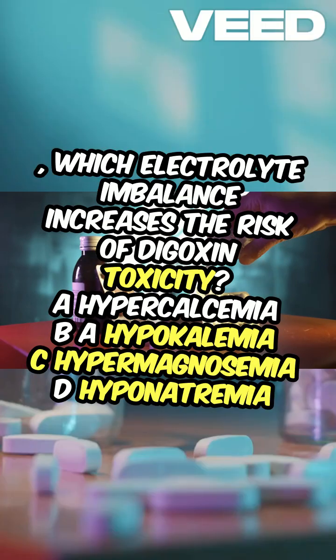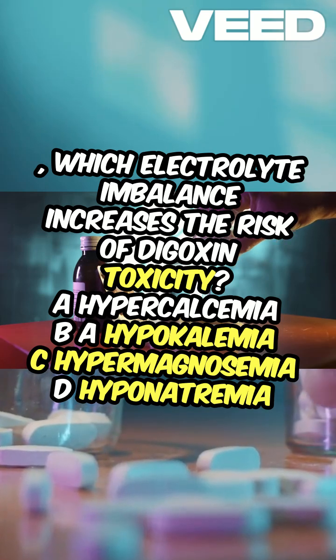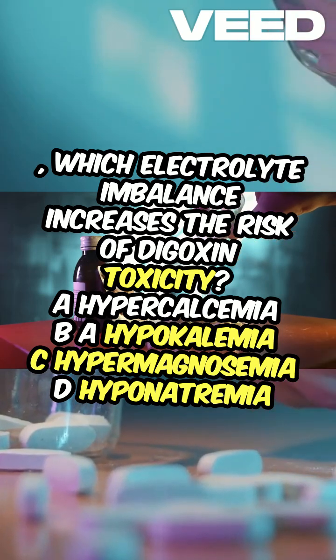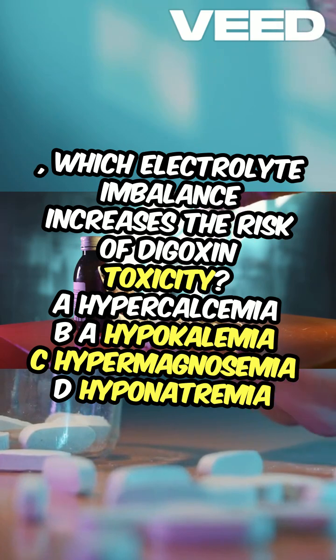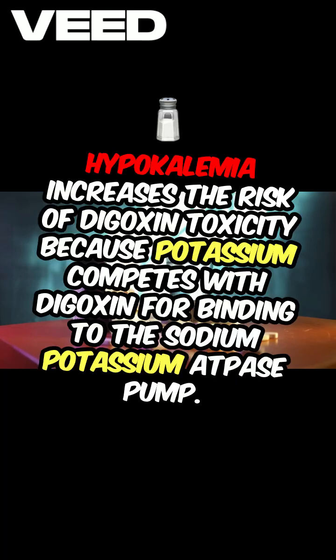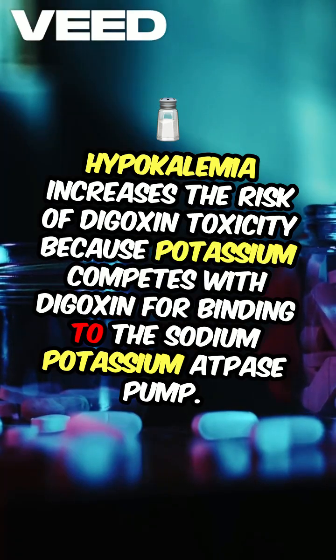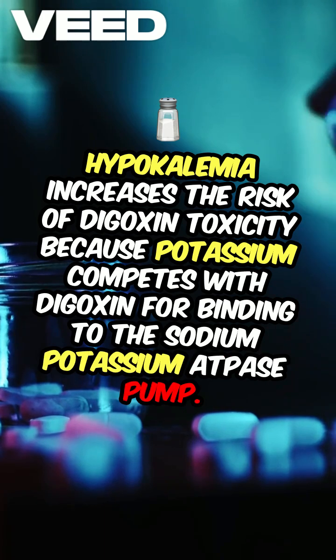Which electrolyte imbalance increases the risk of digoxin toxicity? A. Hypercalcemia. B. Hypokalemia. C. Hypermagnesemia. D. Hyponatremia. The answer is B. Hypokalemia. Hypokalemia increases the risk of digoxin toxicity because potassium competes with digoxin for binding to the sodium-potassium ATPase pump.